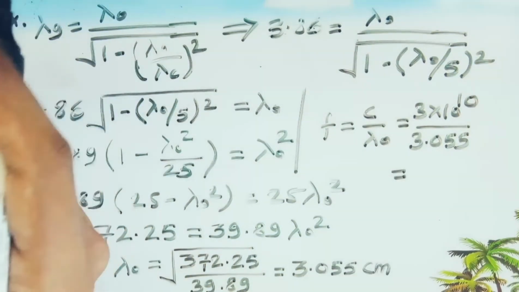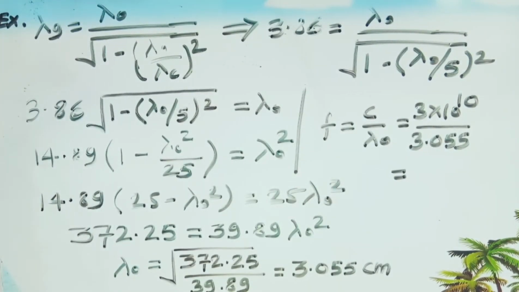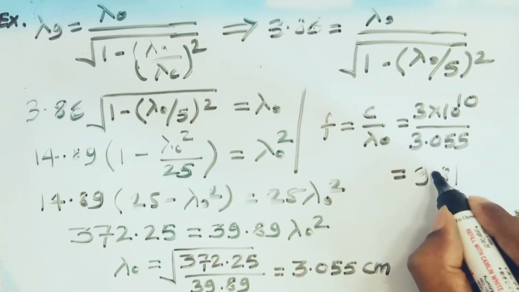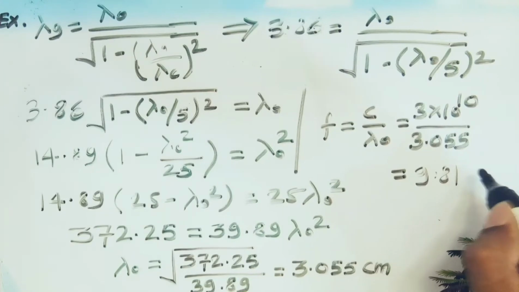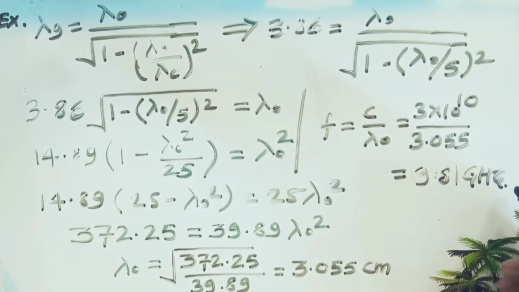Okay, and this comes out to be 3 into 10 raised to power 10 divided by 3.055. So it comes out to be 9.81 gigahertz.